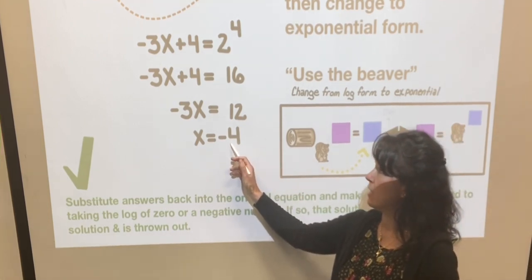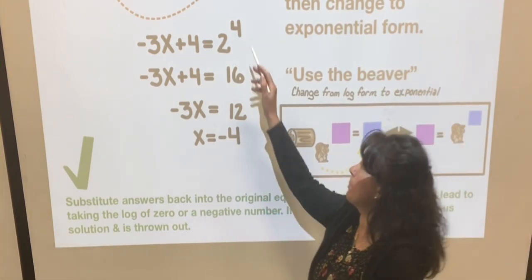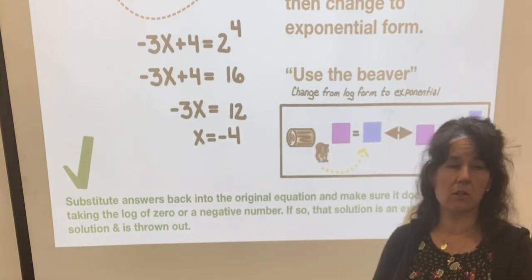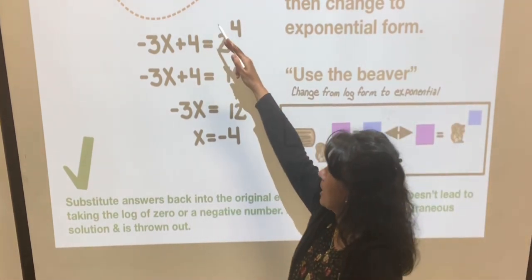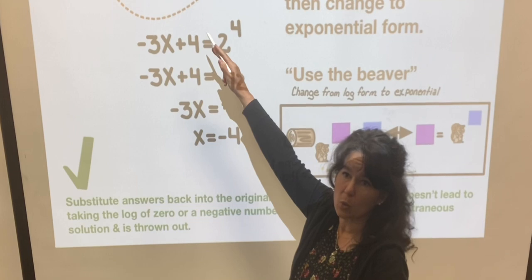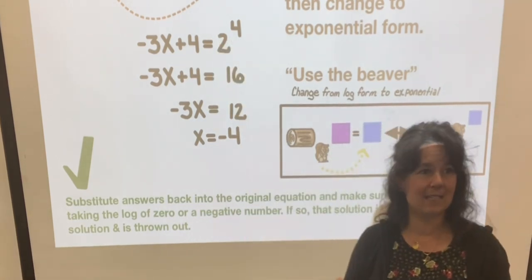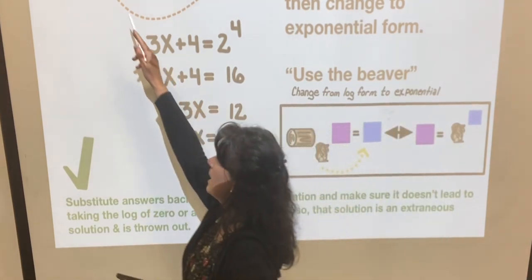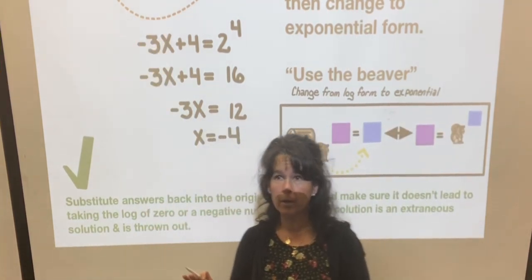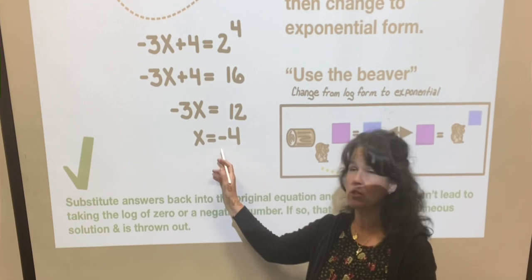So I'm going to take negative 4, I'm going to put it back into the original. Negative 3 multiplied by negative 4 is positive 12. Positive 12 plus 4 is 16. So I will be taking the log of a positive number, so I know that this answer is okay.